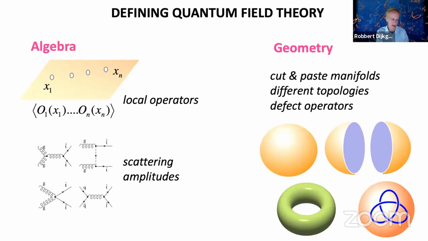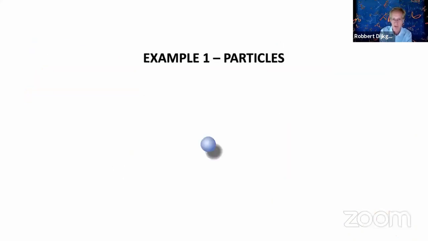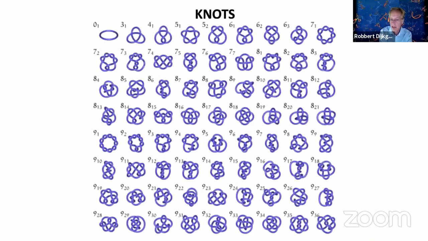What is the axiomatics, the right axiomatics of quantum field theory? Now, let me give two examples of the power of these ideas from physics in mathematics. And these are well-known examples, and I won't spend too much time on it. The first is from particle physics, and it's the application to knot theory.